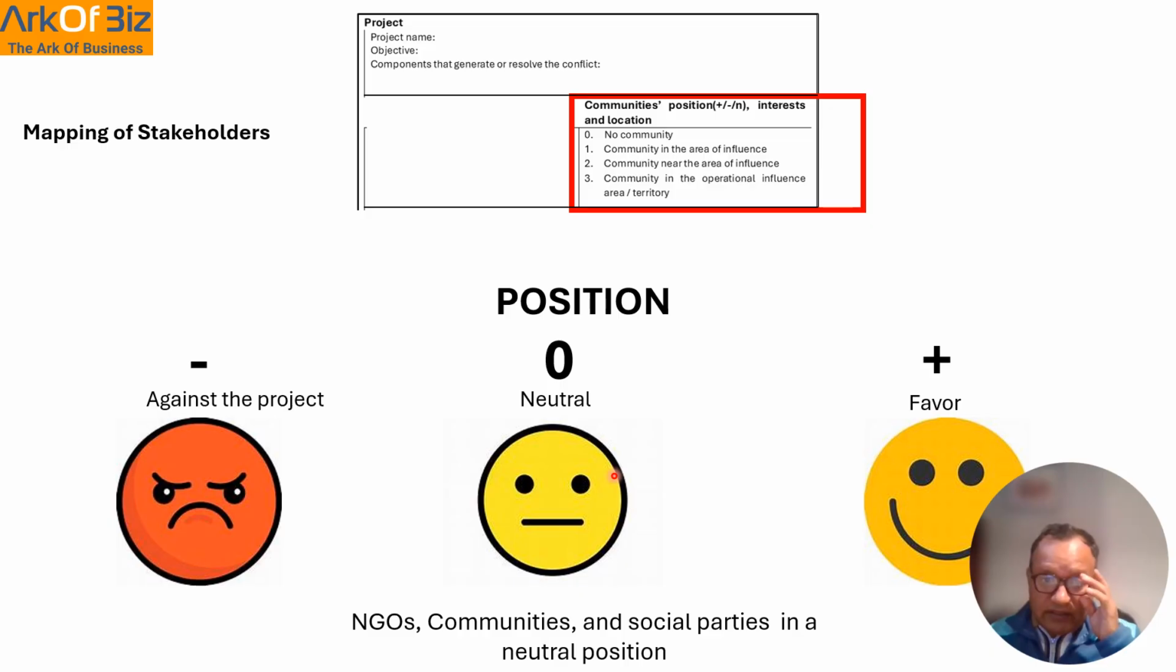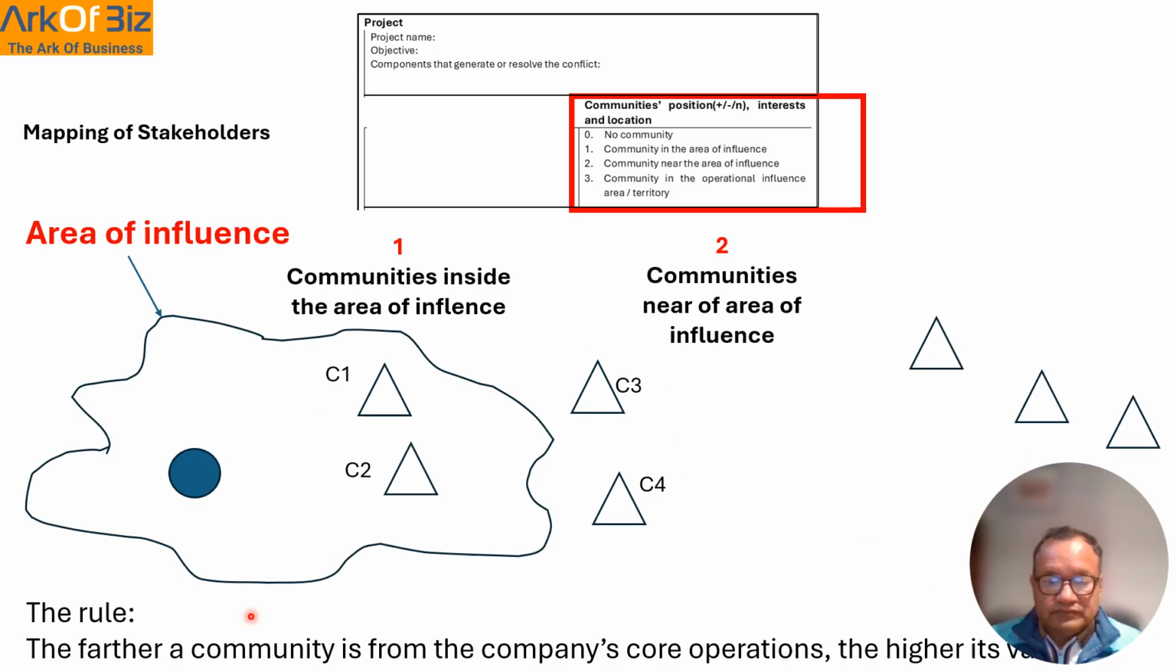However, if social actors are on the front line of the conflict, they will be assigned a value. This means that they are actively involved, taking visible actions, making decisions, or directly influencing how the conflict unfolds. So if you see the prompts here, you will see the area of influence. That's why let's talk about the area of influence here.